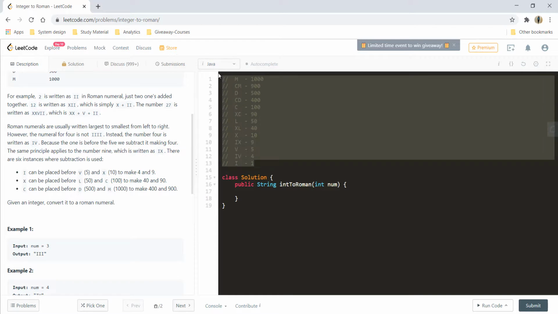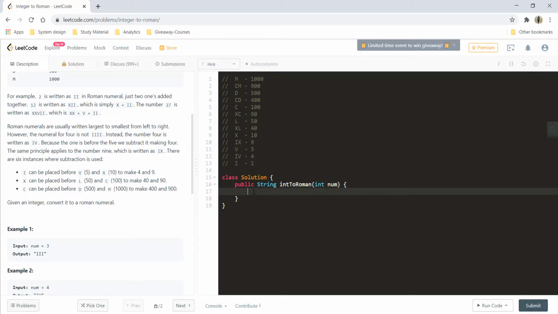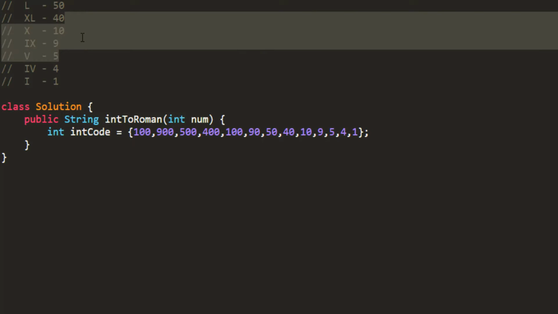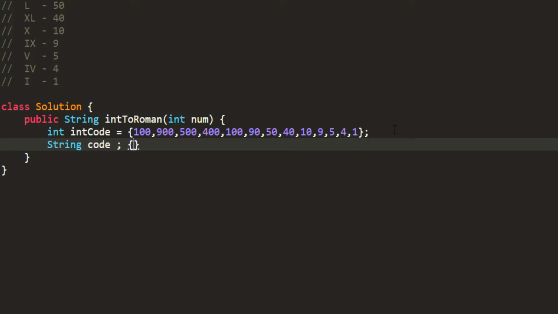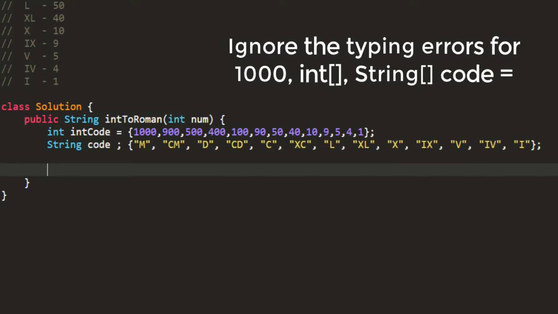So initially, we would know that these are the possible combinations that could be formed by using these conditions. So we would need some kind of a mapping to map these. So let's take two arrays, one for the character and one for the integer. And we will start storing from the highest to the lowest order. So that would be 1000 followed by 900 followed by 500 and so on. So these are nothing but the numbers I have specified here, and my code would be these particular characters. So that's about our encoding that we'll be using.